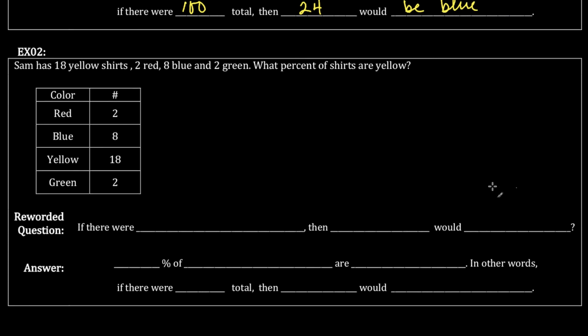Sam has 18 yellow shirts, 2 red, 8 blue, 2 green. What percent of shirts are yellow? So here's the question again. What percent of shirts are yellow? What this means is if there were 100 shirts total, then how many would be yellow?